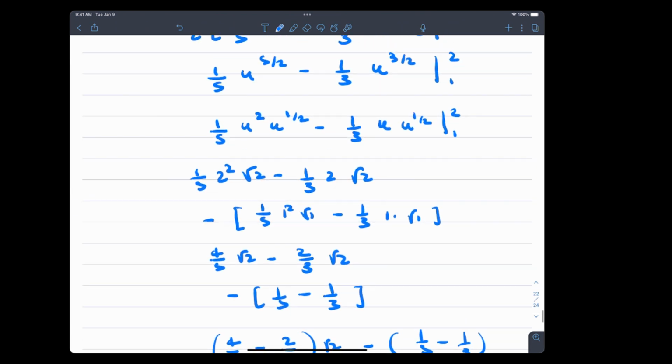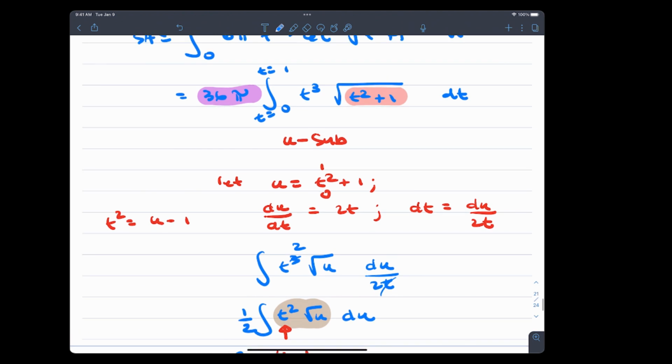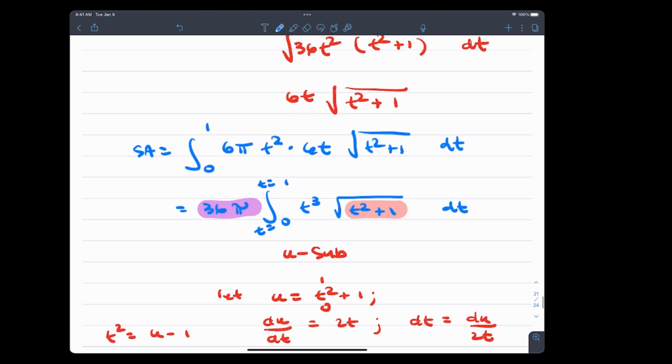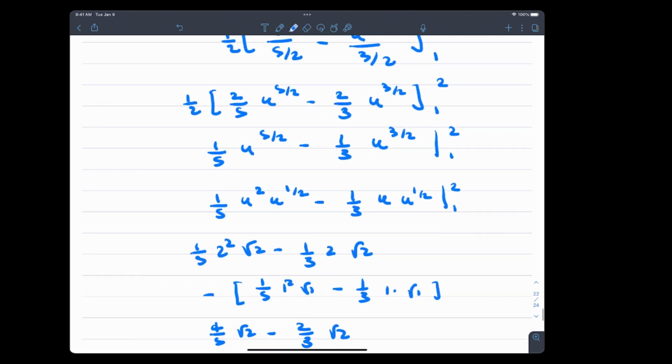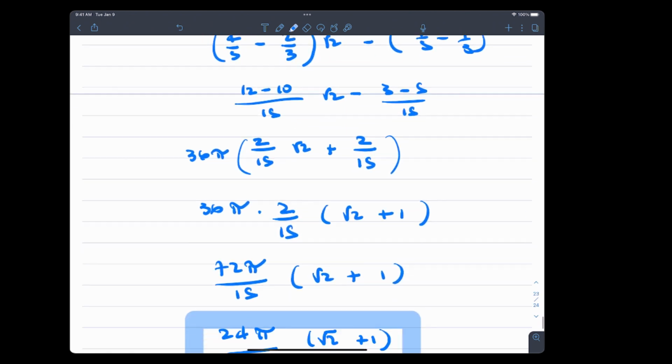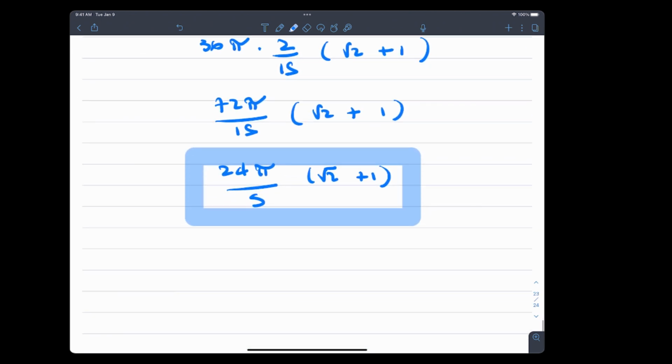Here's your surface area. So there's a surface area example. Again, it's just going to be some algebra and U sub. And that's a question where you rotate about what axis? The x-axis.